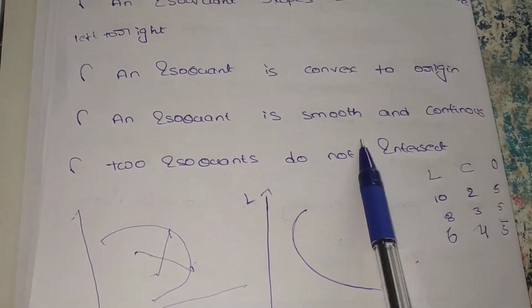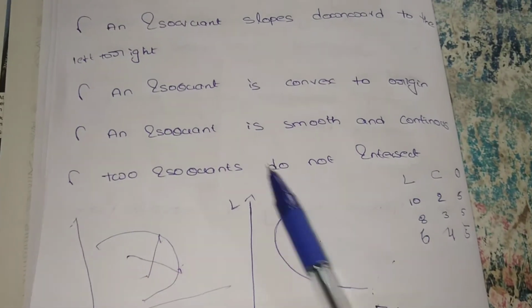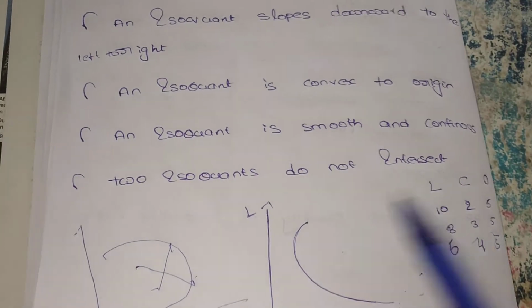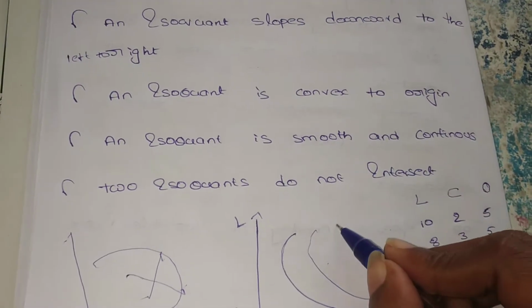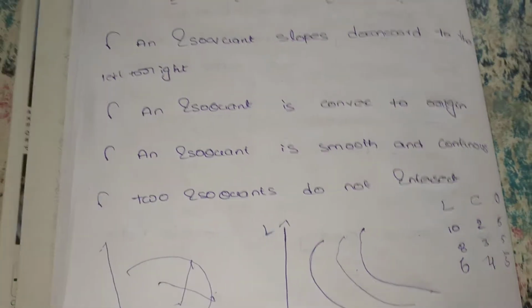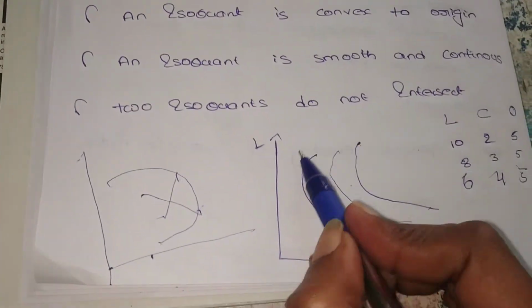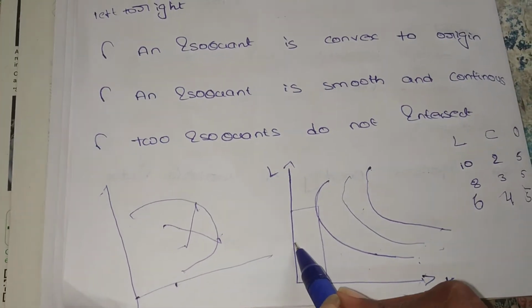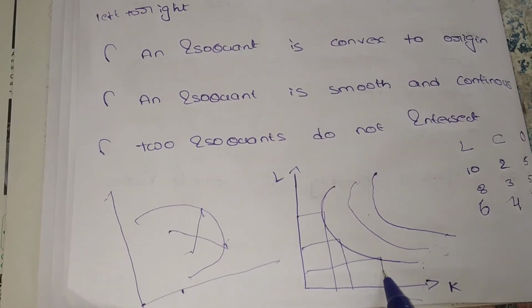An isoquant is smooth and continuous. Two isoquants do not intersect. If there is another isoquant, they do not intersect each other. Maybe it comes like that. They do not intersect each other, the other isoquants will occur like that. In every point we get equal satisfaction.